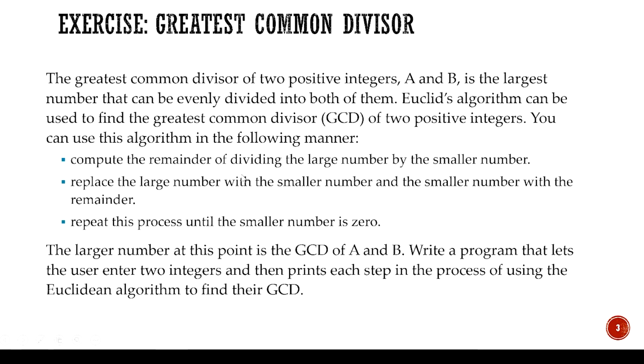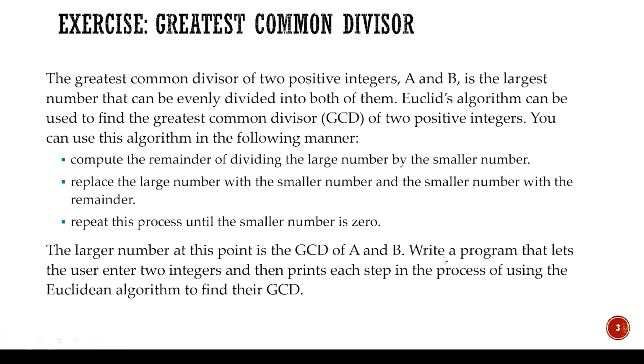First, compute the remainder of dividing the large number by the small number. Then replace the large number with the smaller number and the smaller number with the remainder. We repeat this process until the smaller number is 0. So you can see the keyword repeat, so we expect to have a for loop or while loop. We are also updating the values for some variables. The larger number at this point is the greatest common divisor. So we have a termination condition: until the smaller number is 0.